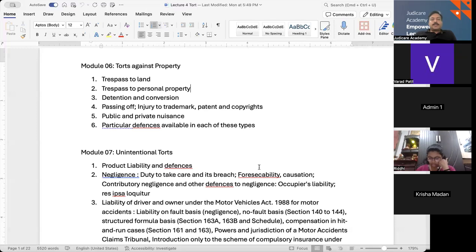So the very first topic is trespassing to land. We all know by definition that trespassing to land occurs when an individual or individuals enter anybody else's property without permission, either intentionally or negligently. You're not supposed to enter anybody's property without their permission, whether you do it intentionally or unintentionally does not matter. So what are the key elements of trespassing to land? The very first key element is unauthorized entry.